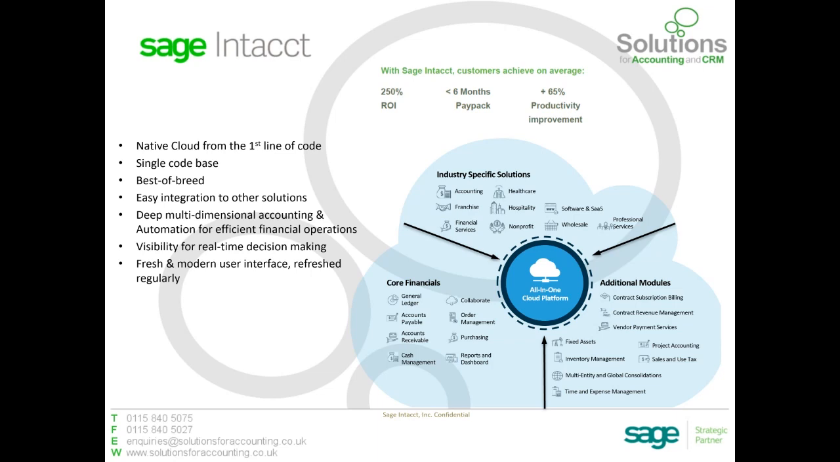Global consolidations is the last of the modules I'm going to mention today. That is a system for amalgamating information from several different entities or subsections of your business into one consolidated entity. The real power of Intacct on that system is that it handles multi-currency very, very well.